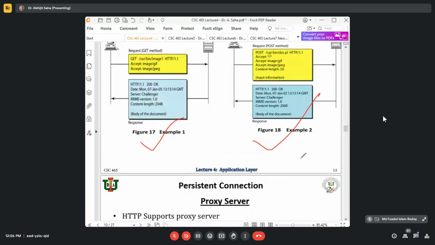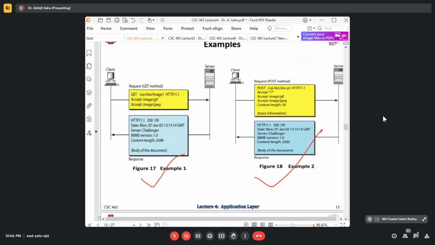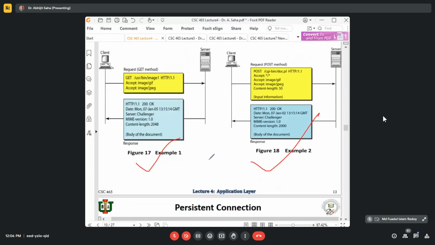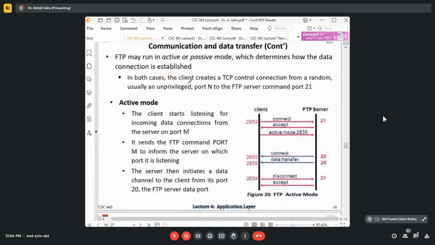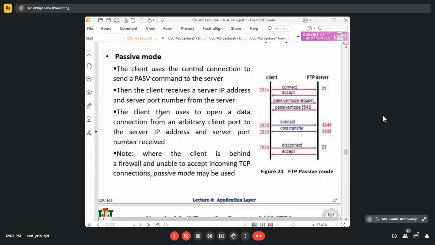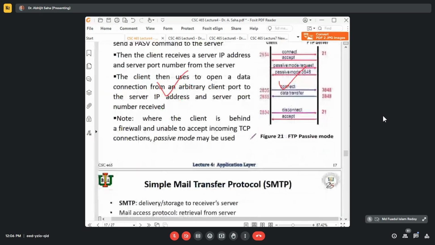I hope you remember that in the class we have already discussed how the question can come if it is coming from here. After that you need to study the FTP protocol. These are the two modes, the active mode and passive mode. You need to properly understand the active mode with the example figure, as well as the passive mode with the example figure. You should understand both of them very carefully because this is very important for the exam as well.